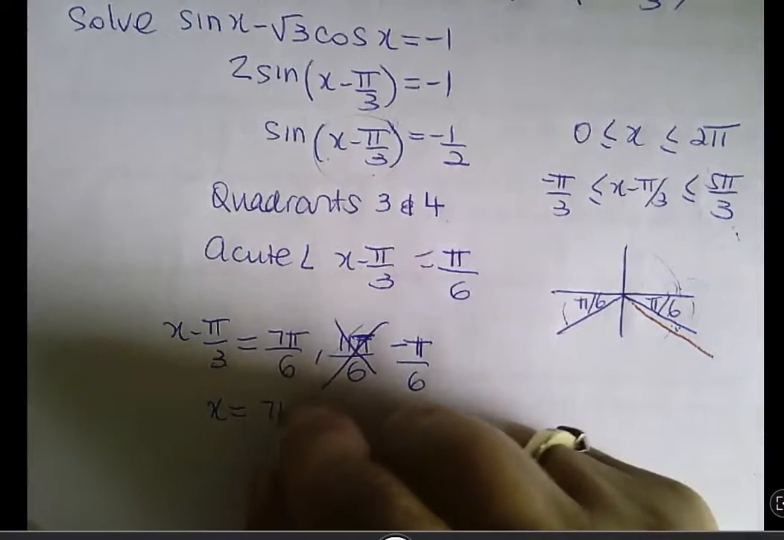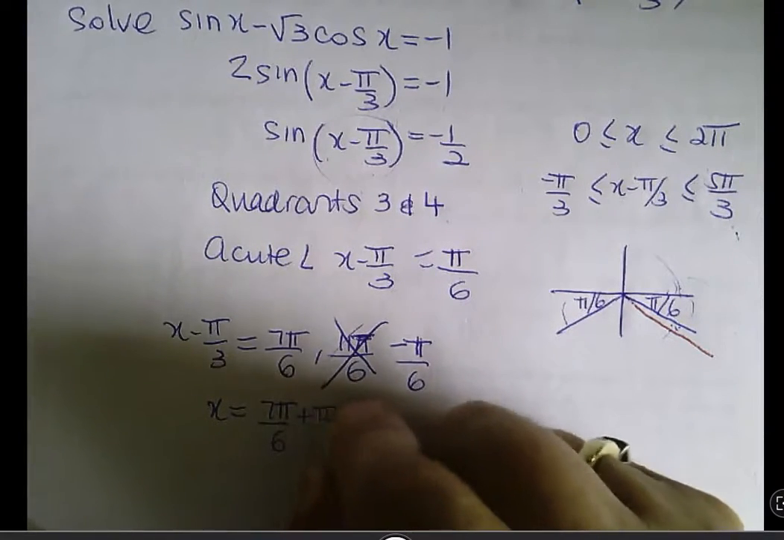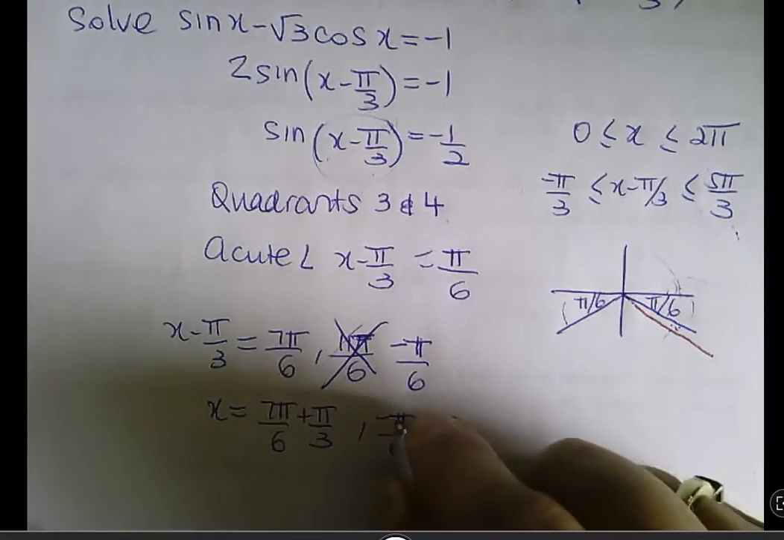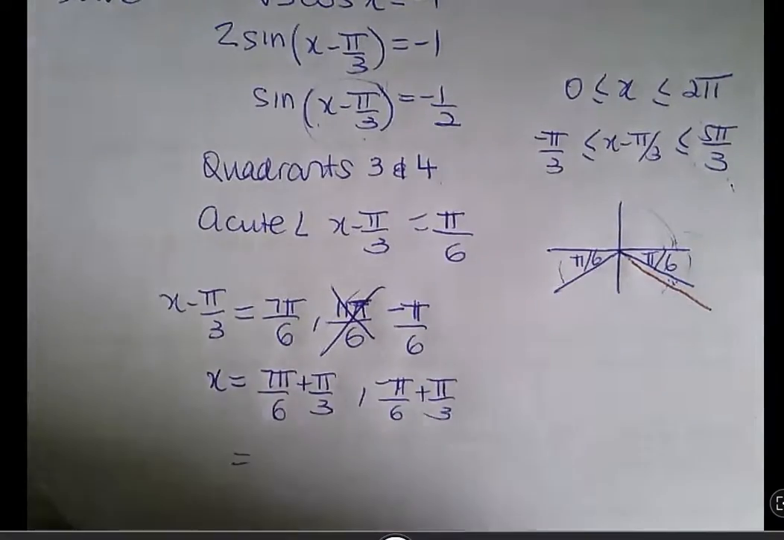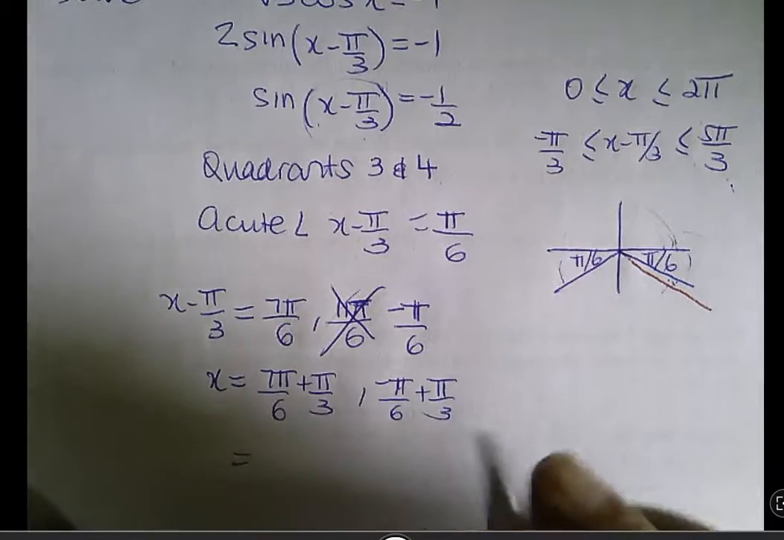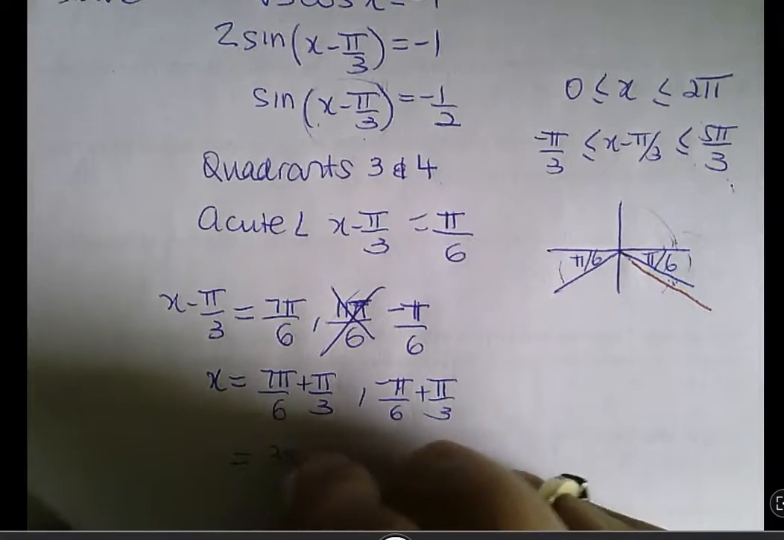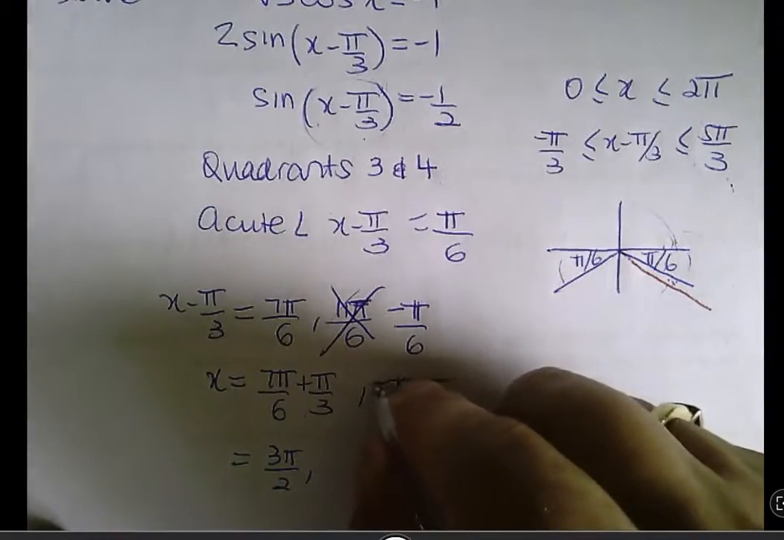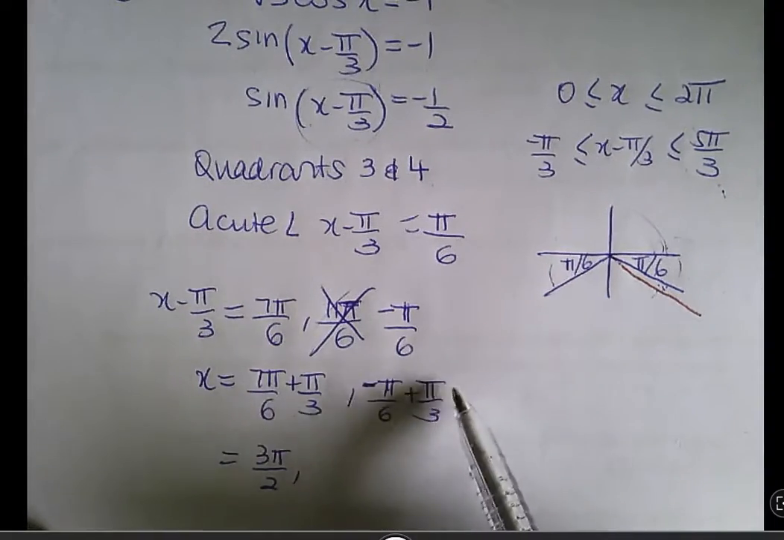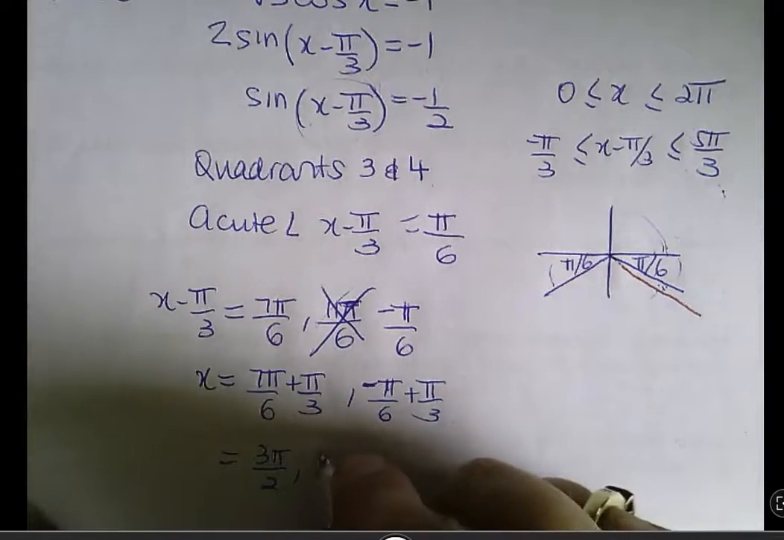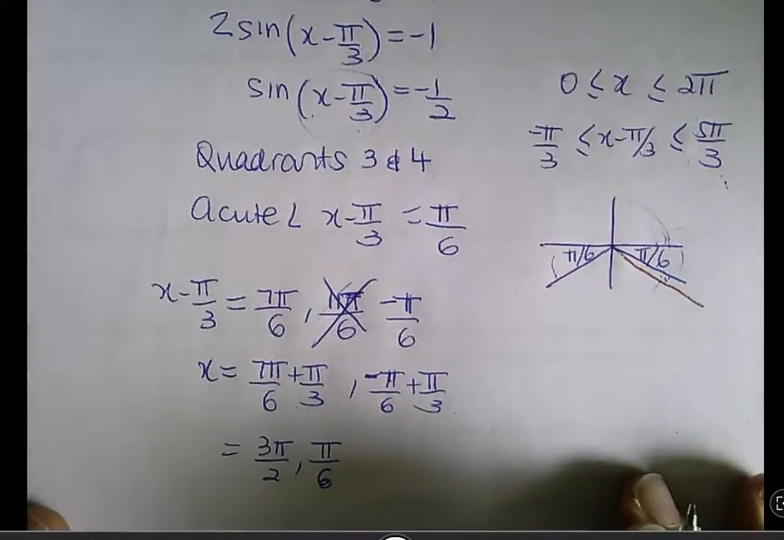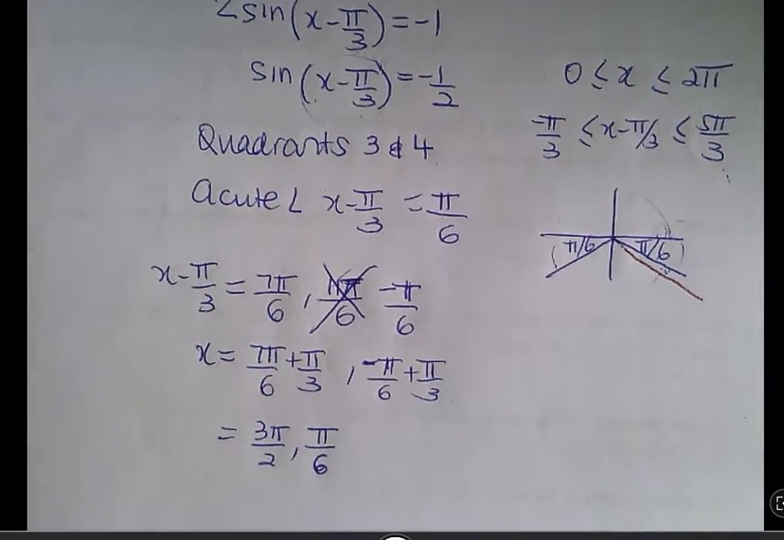So now to do my answer, I add pi on 3 to both of those. And you would get, well, double this, you get 9 pi on 6, which is 3 pi on 2. And the other one: negative 1/6 plus a third is pi on 6.